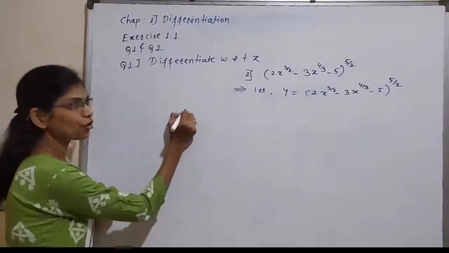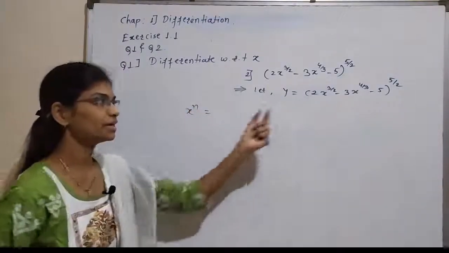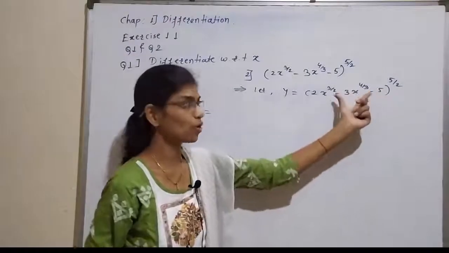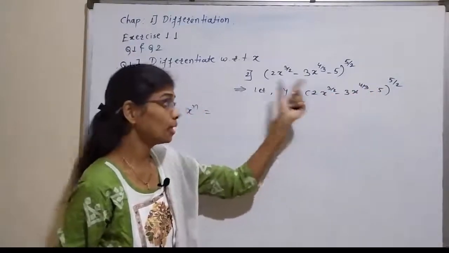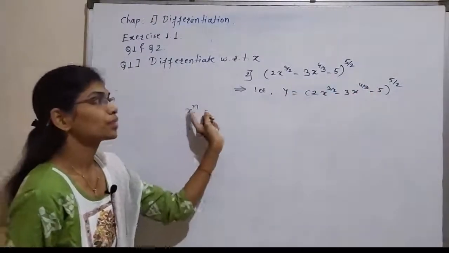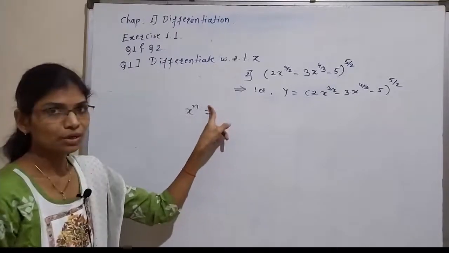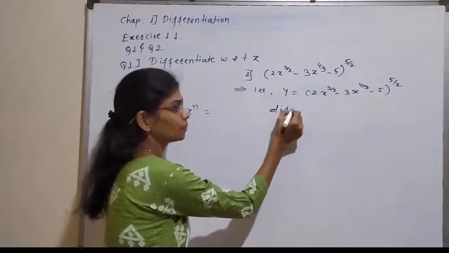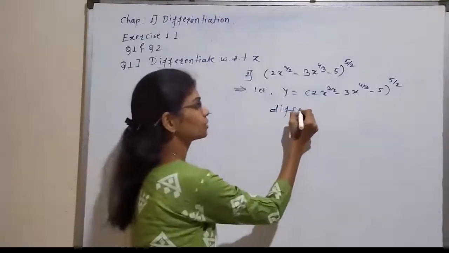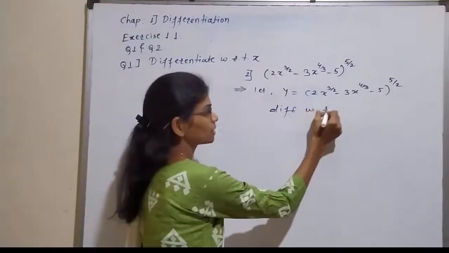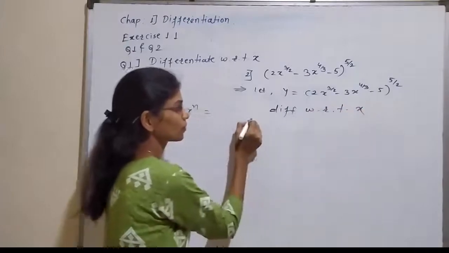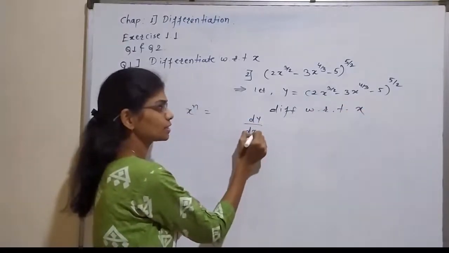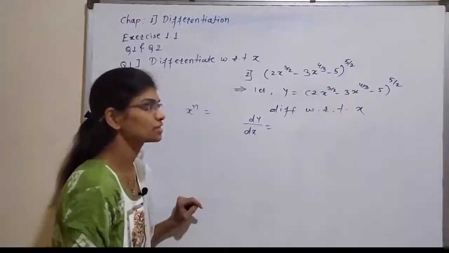Then by using the formula for x raised to n, we can find its derivative. The first form of that derivative is with x raised to n. For that one, differentiate with respect to x. Therefore, dy by dx is equal to the whole function raised to an index.